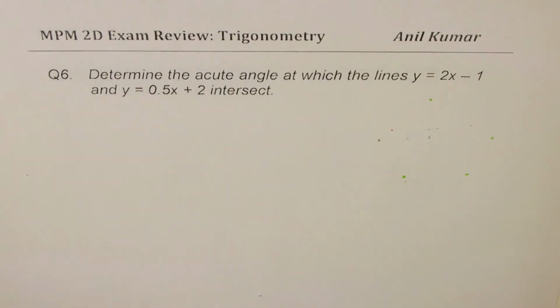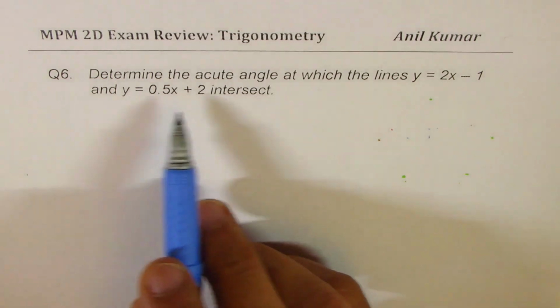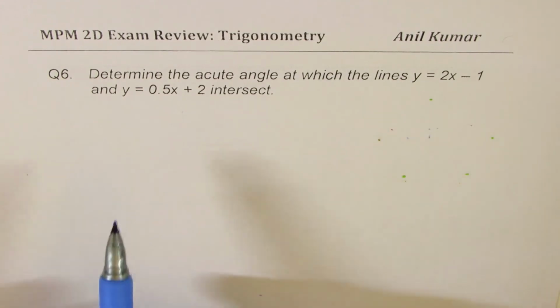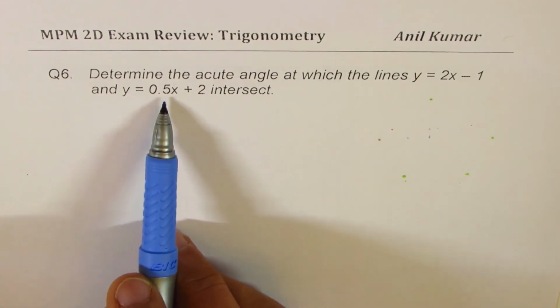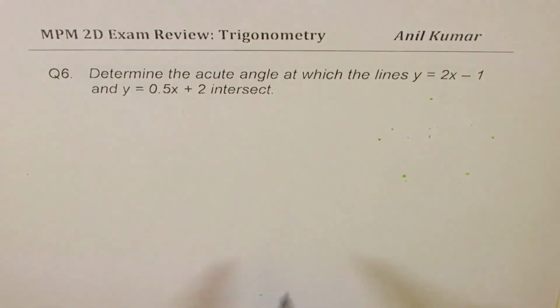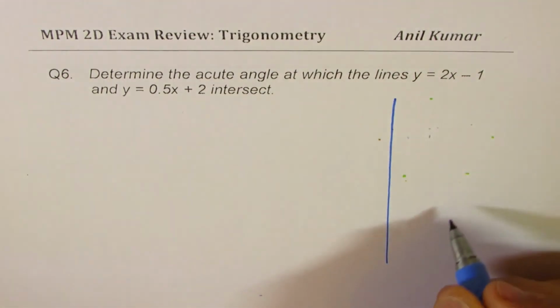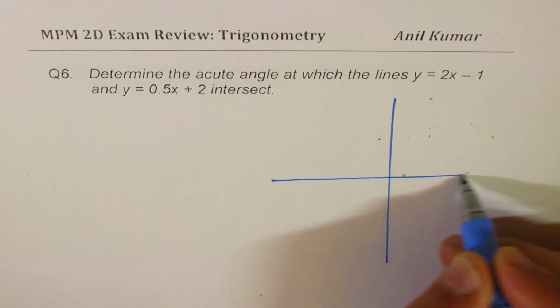Perfect. Question number 6. Now this is the last question of our video on exam review trigonometry, and it's a very interesting question. Determine the acute angle at which lines y equals 2x minus 1 and y equals 0.5x plus 2 intersect. I'd like you to pause the video, answer this question, and then look into my solution.